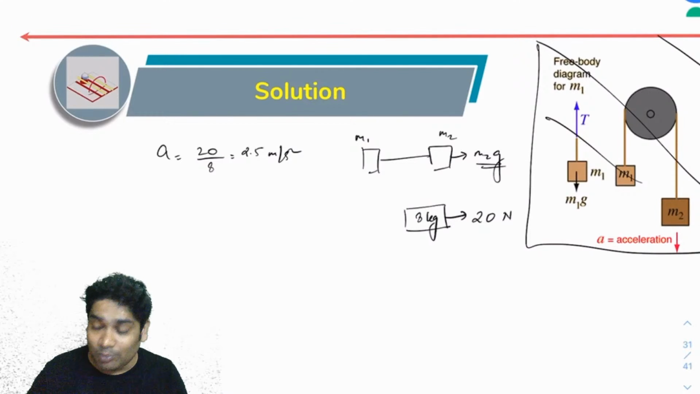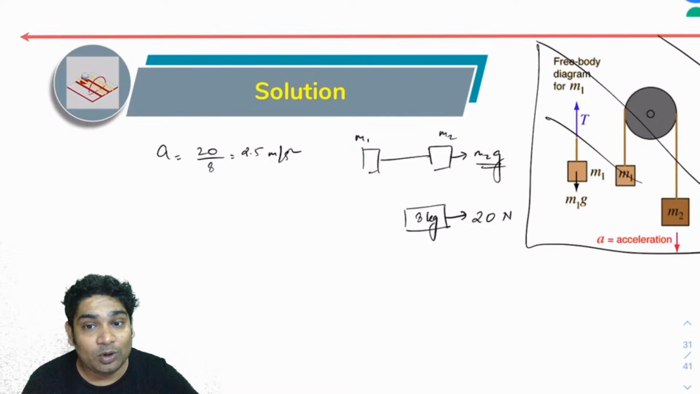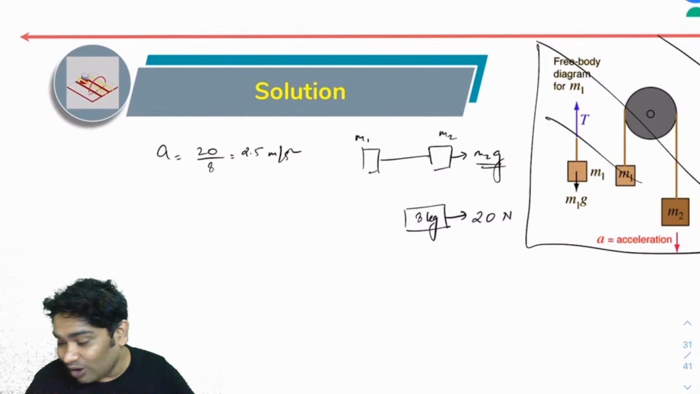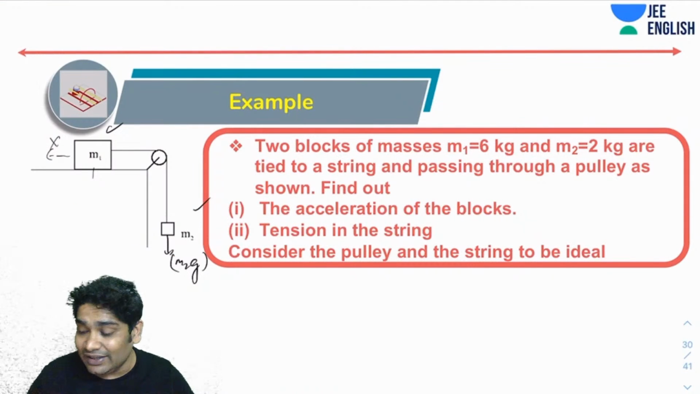Again, consider them both as one system. Now think, what is the force that is trying to cause the motion? So this is the last problem that I wanted to discuss. Once you know this, then of course you can find the tension, but very easily make the FBD of this.